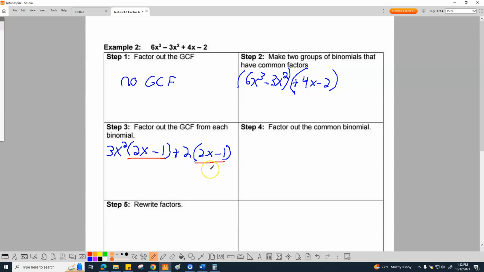So I'm going to go ahead and factor it out. That means I'm going to rip it out. So we end up pulling out a 2x minus 1. Put that in parentheses. And then we're going to be left with what's after we factor out the 2x minus 1. We're left with the 3x squared and a positive 2. So it's going to add 2 right here. Boom. Now rewrite the factors.